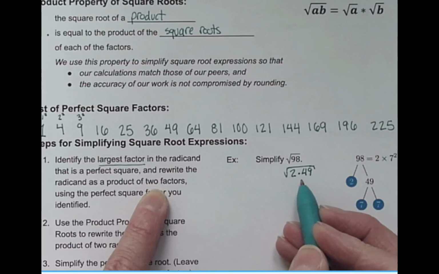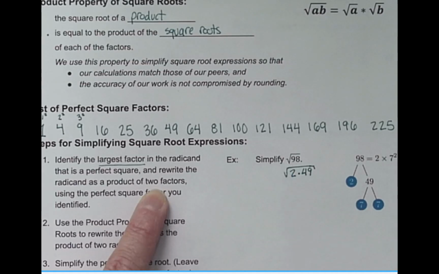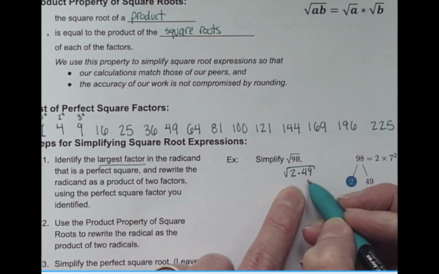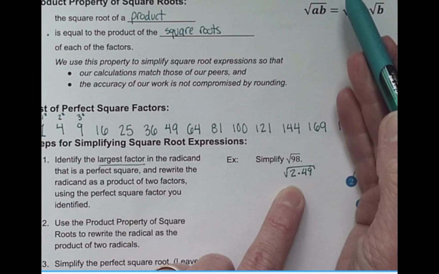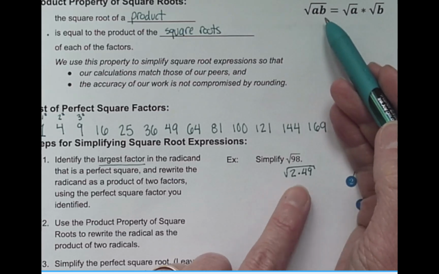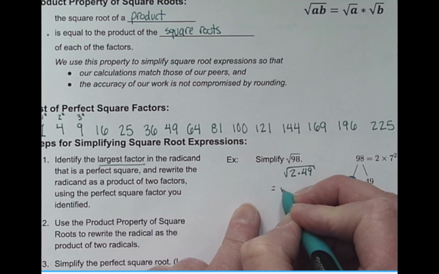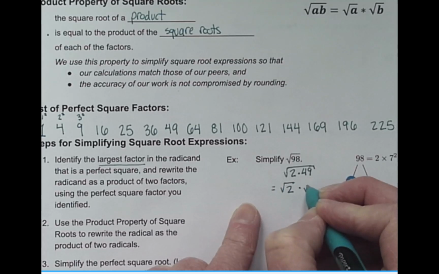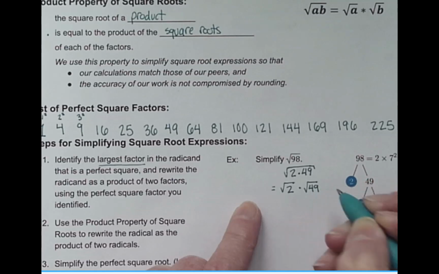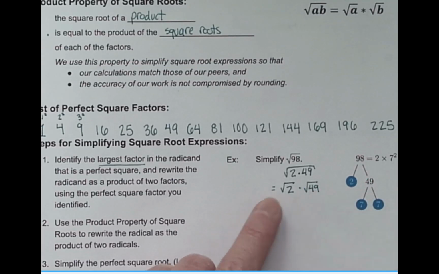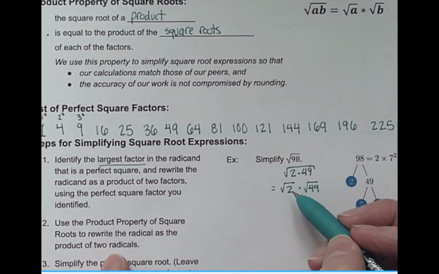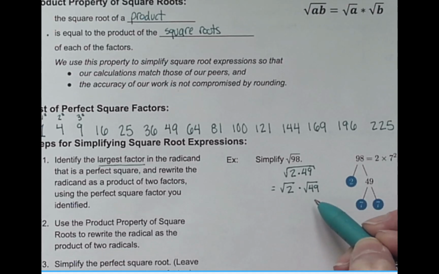So I've not changed anything. I've just broken 98 into its factors, into two factors. And now I'm going to use the product property of square roots from up here. If I have two things multiplied together, that's the same as the square root of each factor. You can see I've just split apart those two factors. That was step 2 here. Use the product property of square roots to rewrite the radical as the product of two radicals.